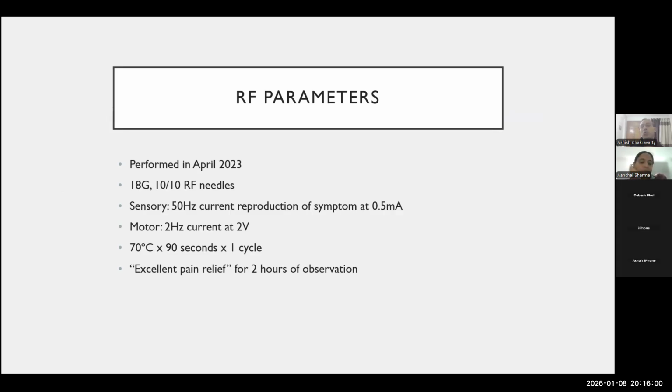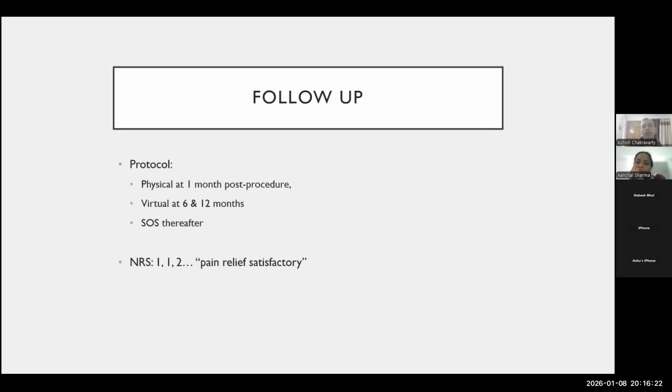And when there was no stimulus of the nerves, I did a 70-degree centigrade lesioning for 90 seconds, just for a single cycle through all the three electrodes, all the three cannulas. After having observed the patient for around 2 hours post-procedure, the patient still was reporting excellent pain relief, after which he was discharged.